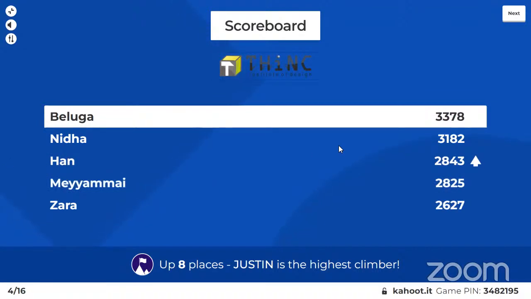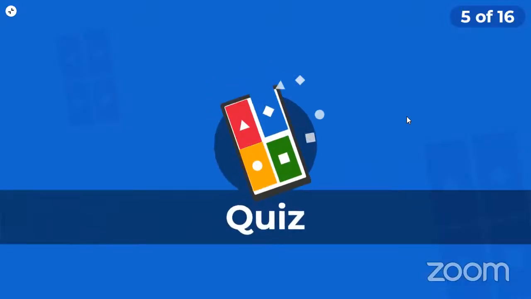Beluga still on the top with 3378 points. Second, we have Nita with 3182. Third, we have Han. Fourth, we have Mayamai. Fifth, we have Sarah. We have a new climber here, climbing up 8 places in the scoreboard. Pratham Mandal has answered in the chat box. Thank you, Pratham. All right, moving on to the fifth question.